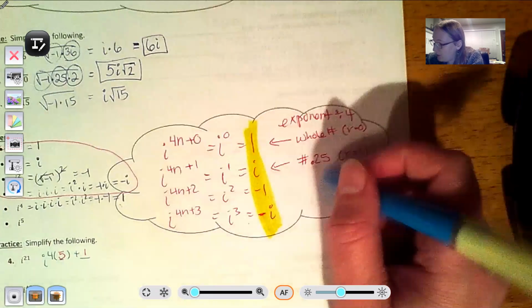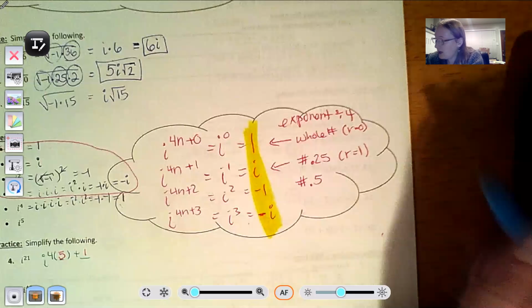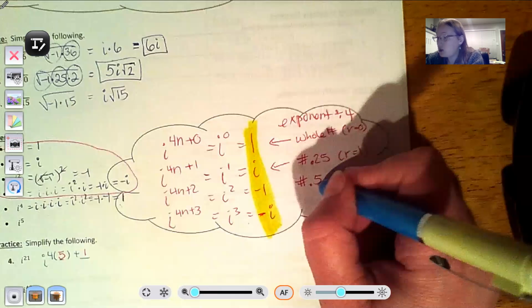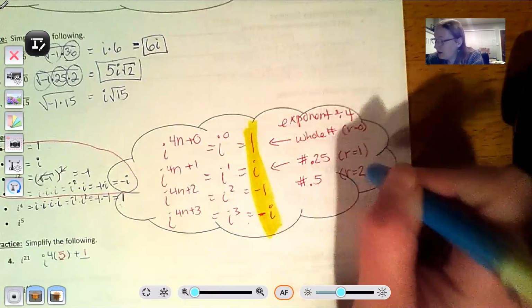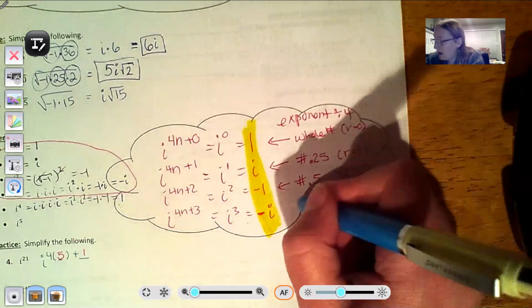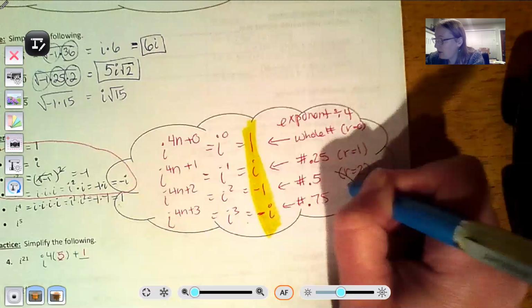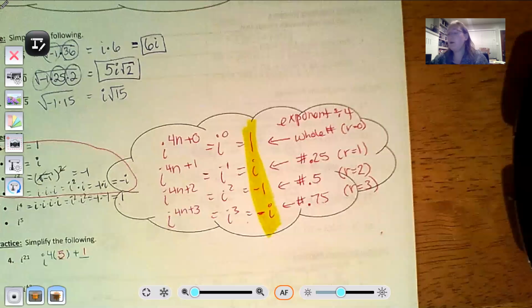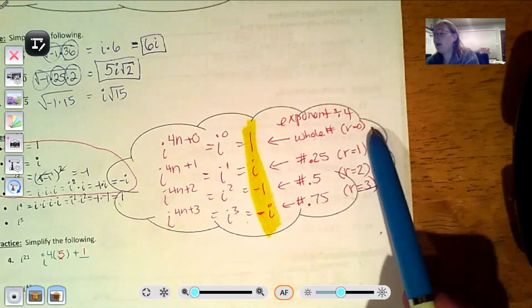And then if you end up with 0.5 when you divide by 4, that's like a half or 2/4. So your remainder being 2 out of the cycle of 4, you get -1. And then lastly, you can end up with 3/4, a remainder of 3. A remainder of 4 would have meant it could go in evenly again, so you'd be back up here.